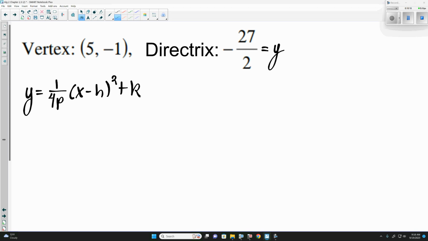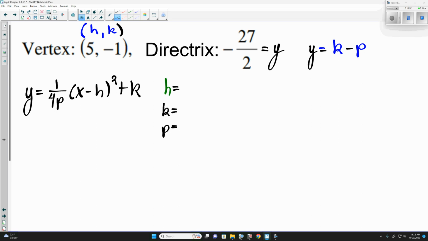Now, the vertex is still the point h comma k. Now, our directrix in the general form was y equals k minus p. And still, just like the previous ones, for us to find our equation, we need the value of h, k, and p. We need all three. For finding the equation of any one of these here, we need the values of h, k, and p.